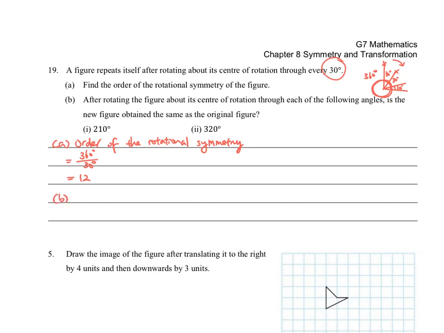Look at part B now. Whether the figure will repeat itself, it just depends on whether this number is a multiple. Okay, so what's meant by multiple? In Chinese, it is 倍數. Or if it is a multiple of 30 degree, then it will repeat itself. Otherwise, the figure will be different.